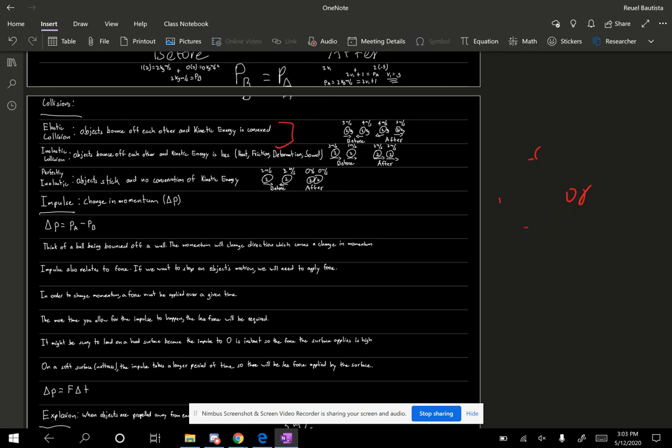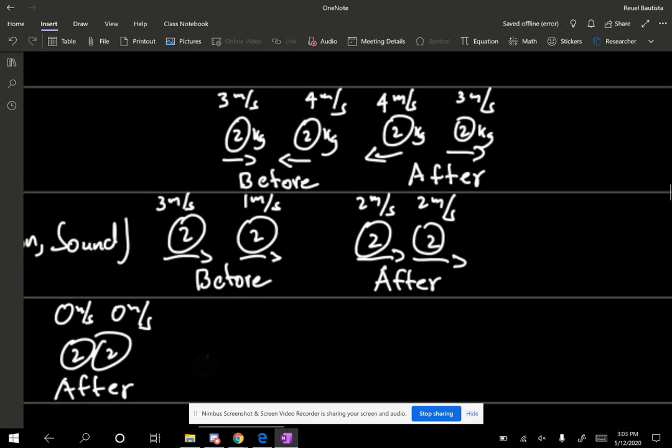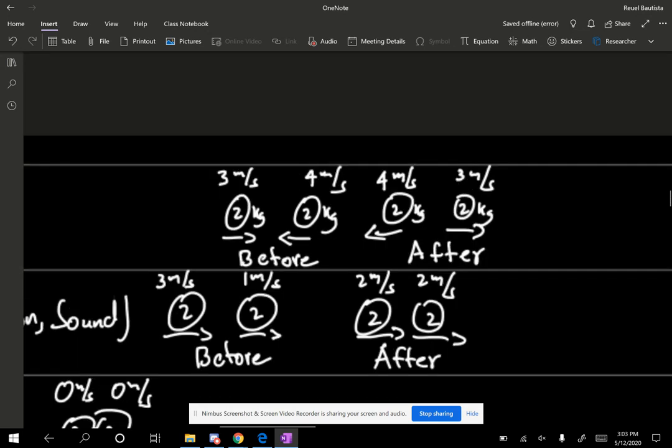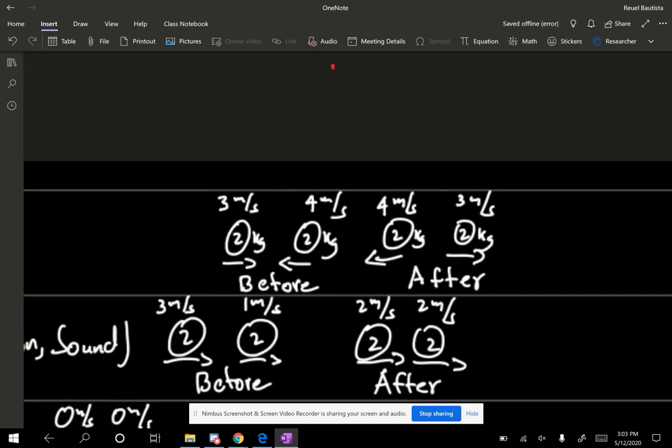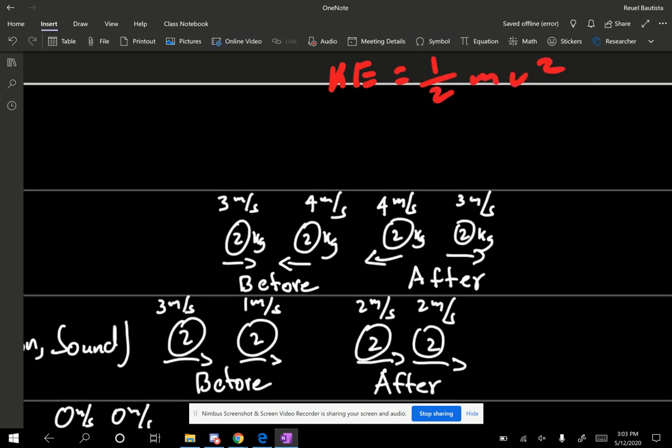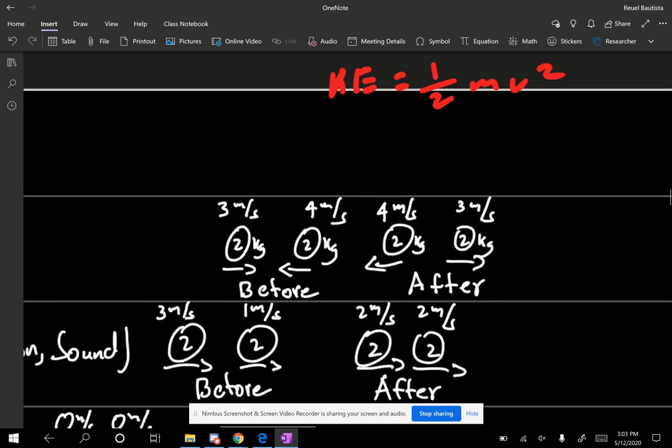So what you can do is find the kinetic energy of the system before and the kinetic energy of the system after. If I zoom in here, I can find kinetic energy using this equation: KE is equal to 1/2 mv squared. So I can easily figure this out. I know that this has a mass of 2 and a speed of 3. So I can find the kinetic energy of the system before. I can do 1/2, m is 2, and then 3 squared, plus the kinetic energy of this ball.